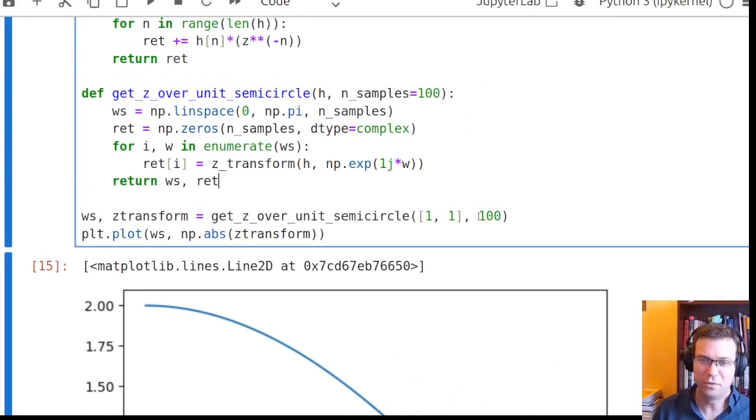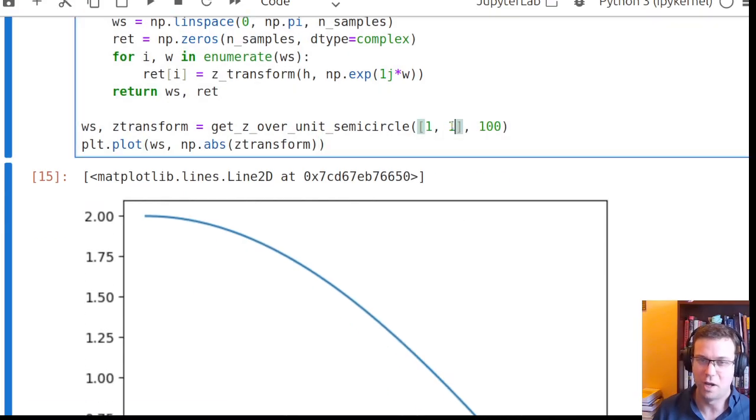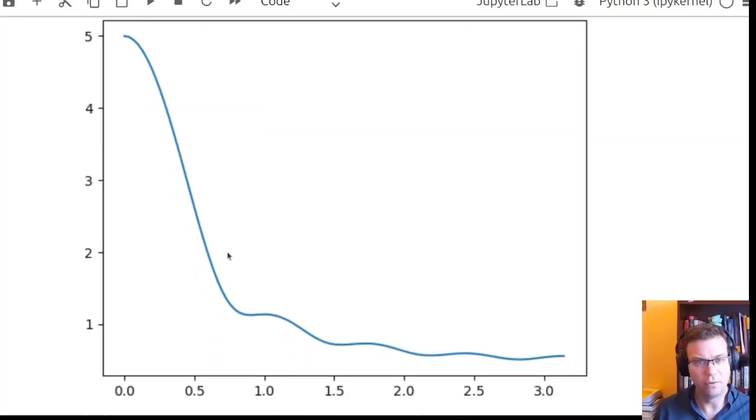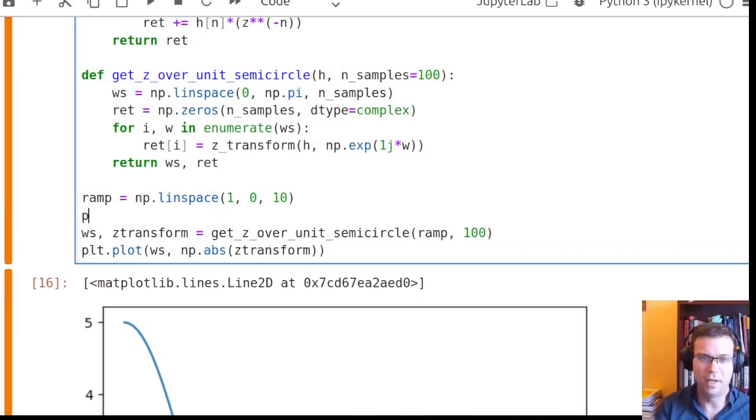Okay, but where this gets more interesting is if we want to do a more complicated example. Let's say that maybe I had a little ramp that was going down. So I'll say ramp is equal to np.linspace, starts at 1 and goes down to 0, maybe over 10 samples. So what does the z transform of that look like? Okay, there it is. So this is also a kind of low-pass filter, but it looks a little sharper, right? It cuts off frequencies a little higher there. So that's what this impulse response would do.